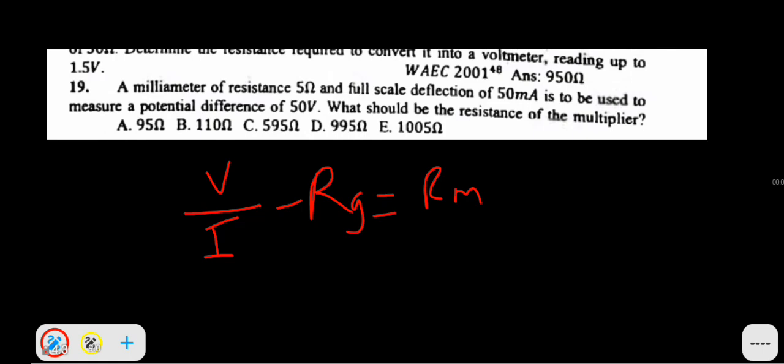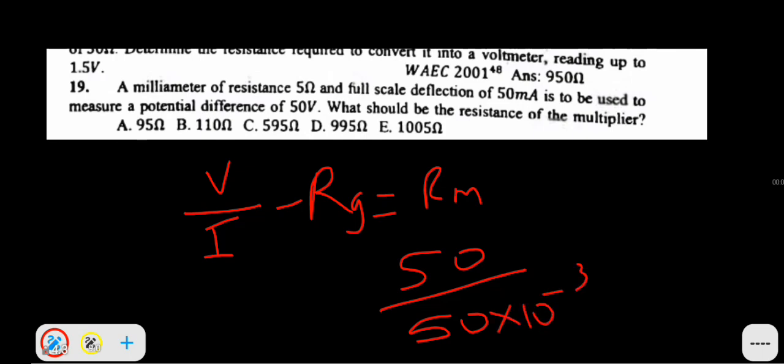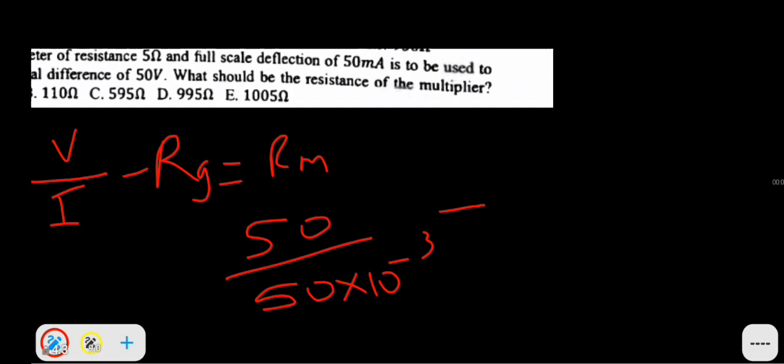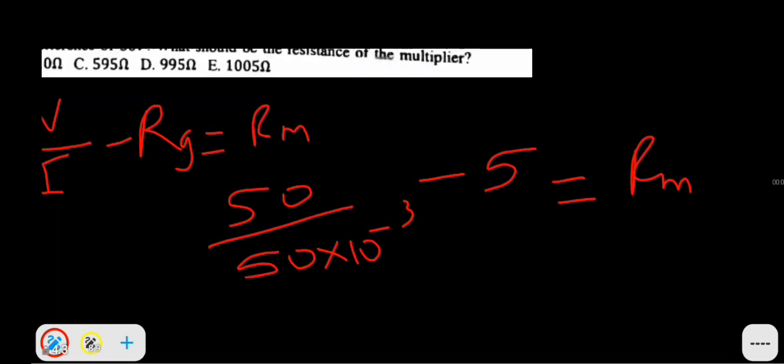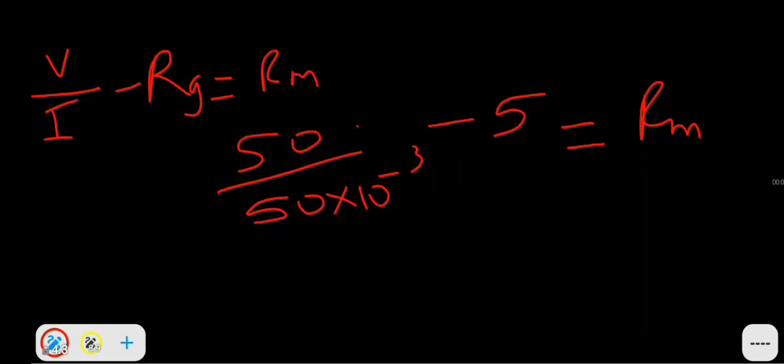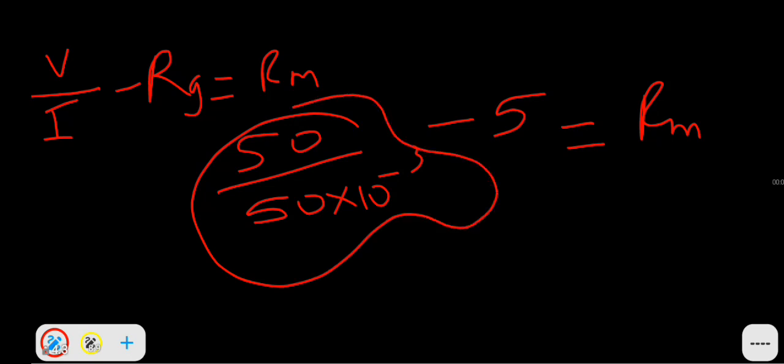So our V is 50. So 50 we divide by our I, which is 50 milliamperes, which is 50 times 10 to the power minus 3. That's 50 milliamperes. Then subtracting Rg, Rg is 5. So Rg is 5. That will give you 5 here. And then Rm will be here. So the next step is to divide 50 by 50 times 10 to the power minus 3.